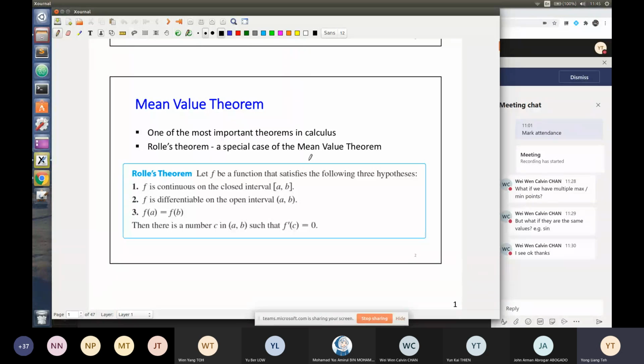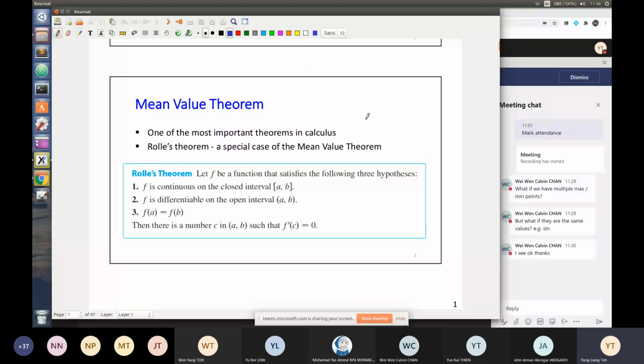So let's look at this first. Let's say you have a function that is continuous in the closed interval, and it is differentiable in the open interval. Some of the students may be confused with this. How come you need f to be continuous in the closed interval, but f to be differentiable in the open interval? Now, it's because of limit values.